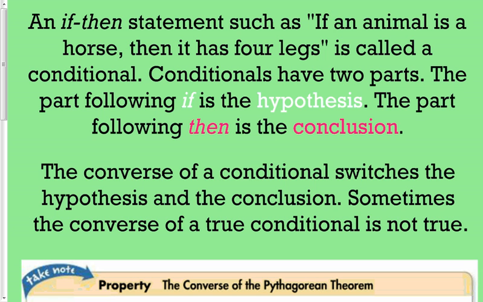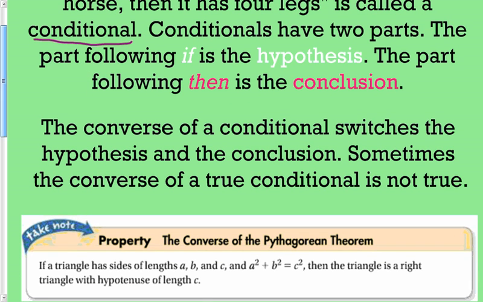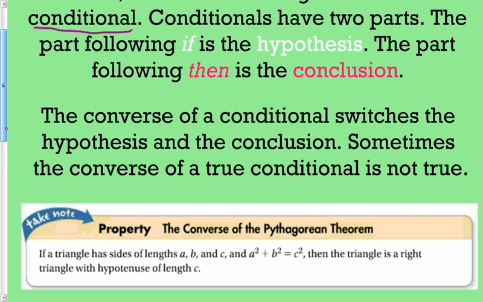So let's just read this through here. It says an if-then statement, we kind of talked about this before, such as if an animal is a horse and it has 4 legs, is called a conditional. So conditional statements are if-then statements. Conditionals have 2 parts. The part following the if is the hypothesis. The part following the then is the conclusion. All right. So the converse of a conditional switches those 2 around. Sometimes the converse is not true, unfortunately.